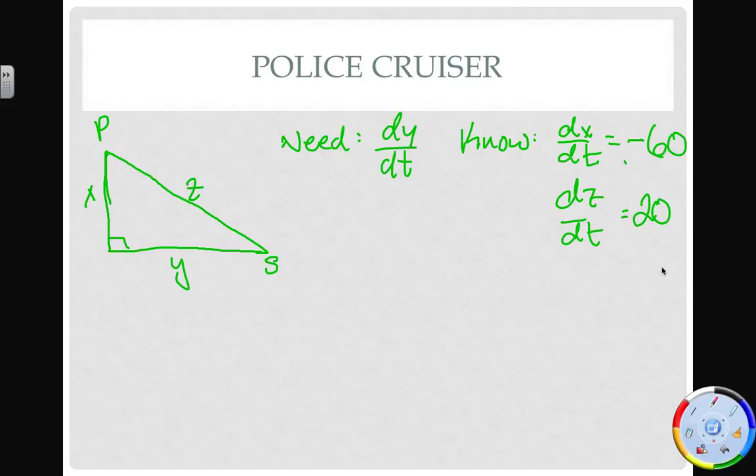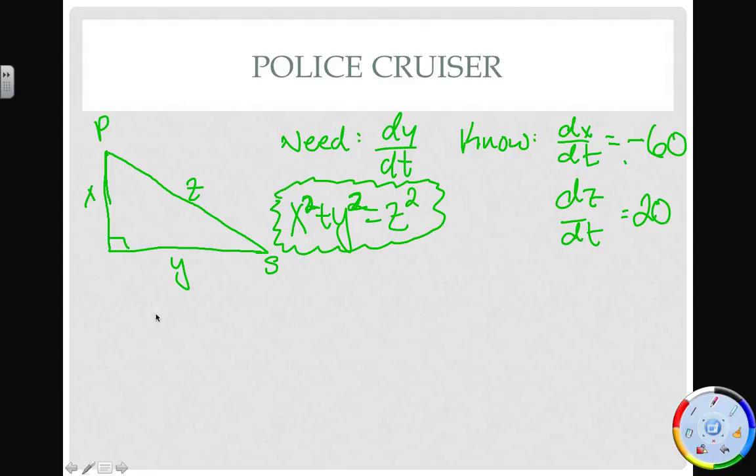All right, so now we need dy/dt. Notice I'm not using any angles here, but we're still using a right triangle, so there's some stuff I know. I know that x squared plus y squared equals z squared. I hope you all know that too. Very simple Pythagorean theorem. This is the equation that we're going to use.